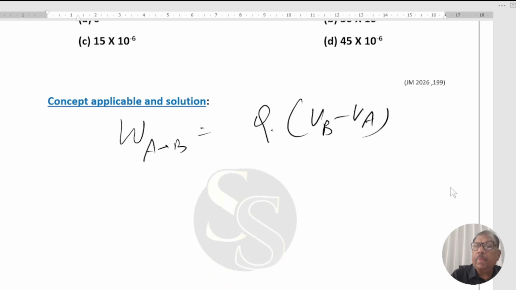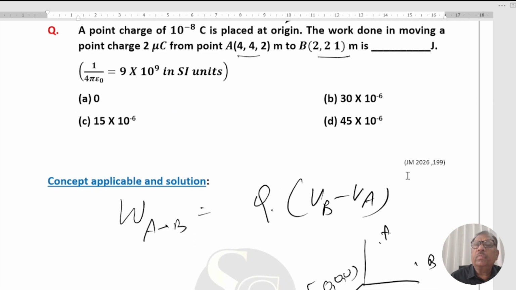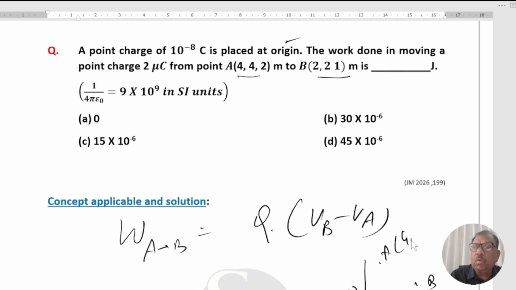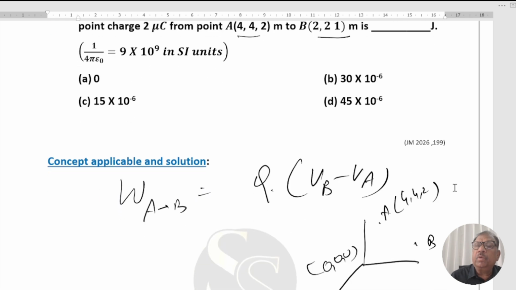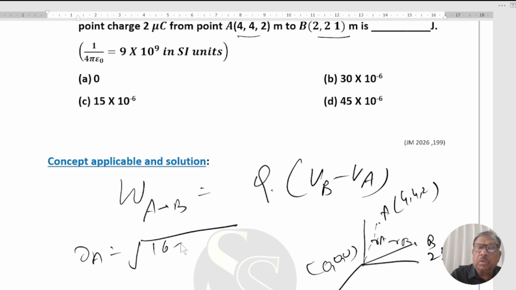In this case, origin, point A, point B. Point A is (4, 4, 2), point B is (2, 2, 1). Take distance RA and distance RB. RA will come out to be under root 16 plus 16 plus 4, that is 6. RB will come out to be under root 4 plus 4 plus 1, that is 3.